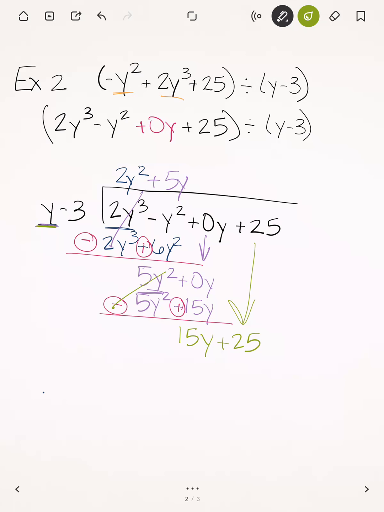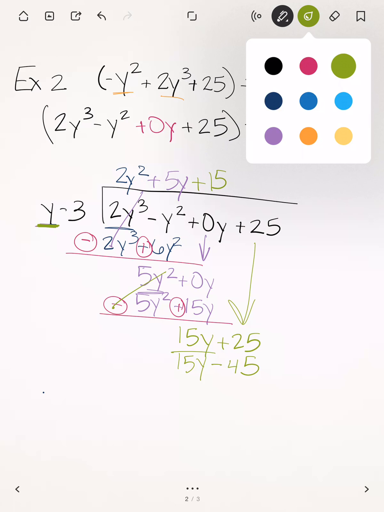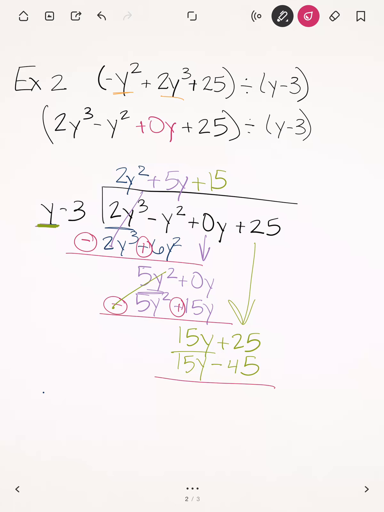So now I ask myself, what do I need to multiply y by in order to get 15y? My self tells me it's 15. 15 times y is 15y. 15 times negative 3 is a negative 45. Draw my line, change my sign.